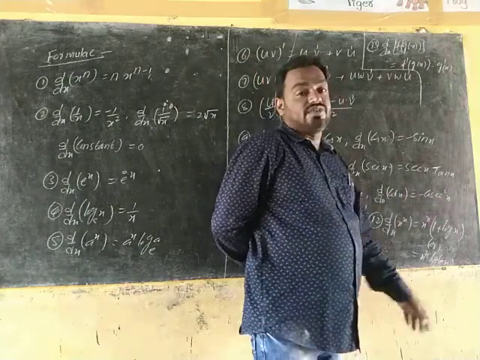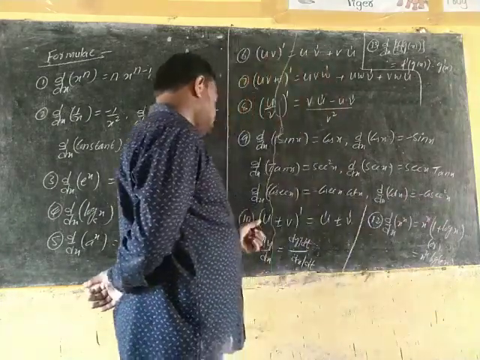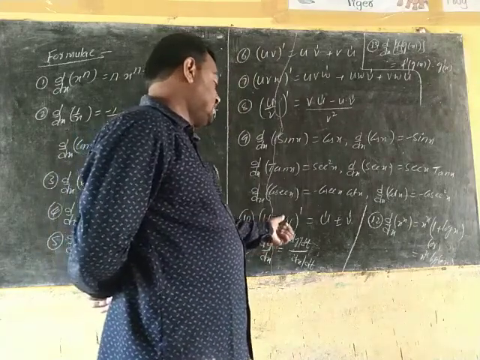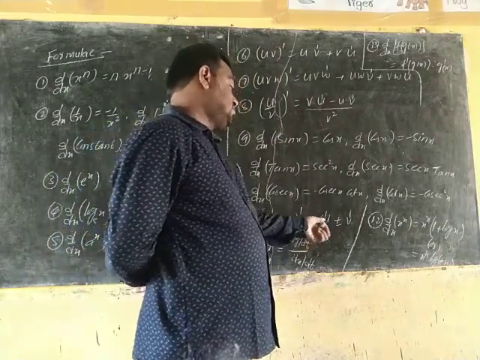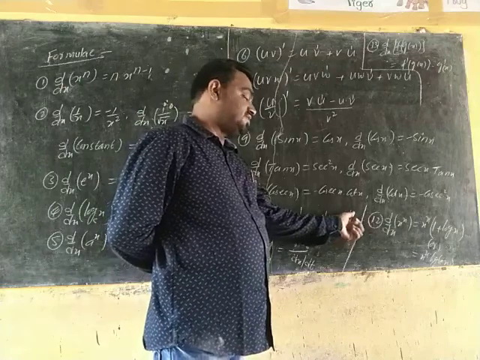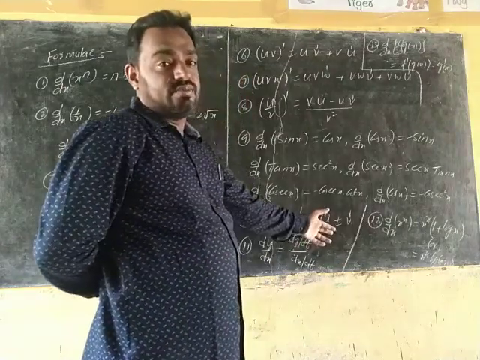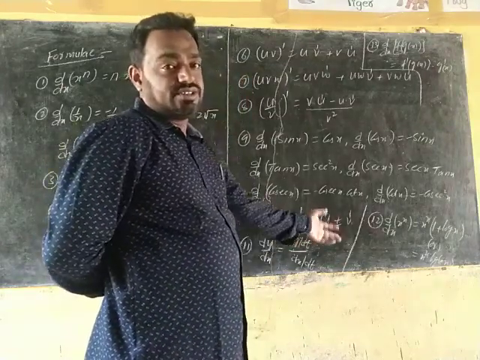Minus cosecant square x. Next, (u plus v minus w)' is equal to u' plus v' minus w'. If it is plus, we get plus here. If it is minus, here minus.